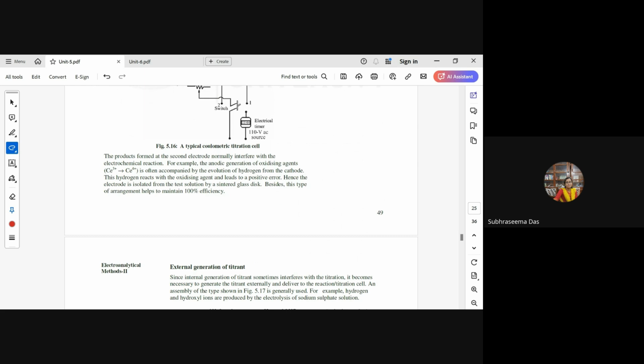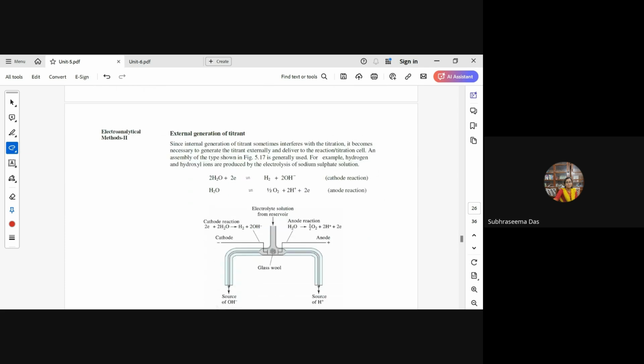Hence, the electrode is isolated by a sintered glass disc. Besides this, the arrangement also helps to maintain 100% efficiency. Then, external generation of titrant. Since internal generation interferes with titration, it becomes crucially important to generate the titrant externally and deliver it outside of the reaction cell.